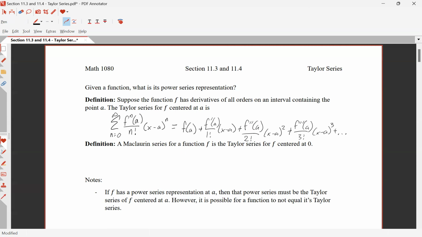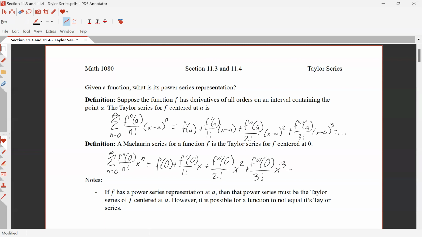A Maclaurin series for a function is just the Taylor series if the center is 0. So this is the series n equals 0 to infinity of f of n at 0 over n factorial x to the n. This would be f of 0 plus f prime at 0 over 1 factorial x plus the second derivative at 0 over 2 factorial x squared plus the third derivative at 0 over 3 factorial x cubed, and so on. It's just that the center is 0.